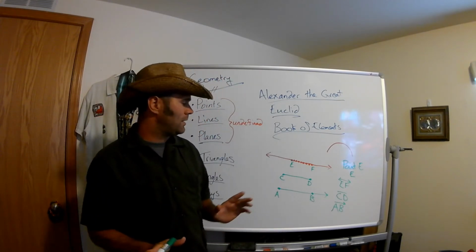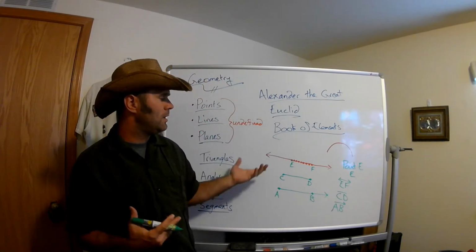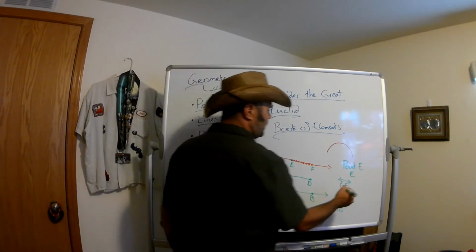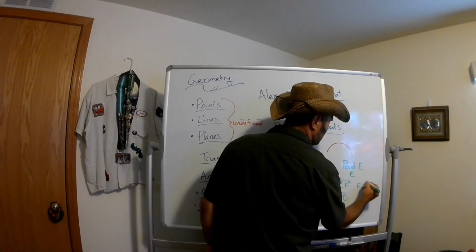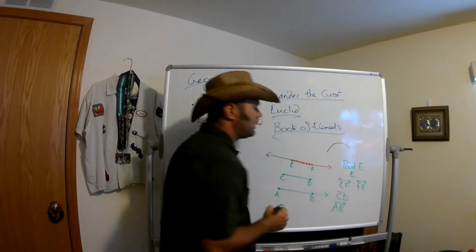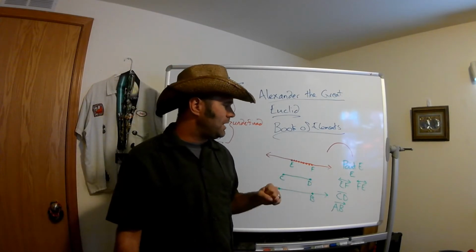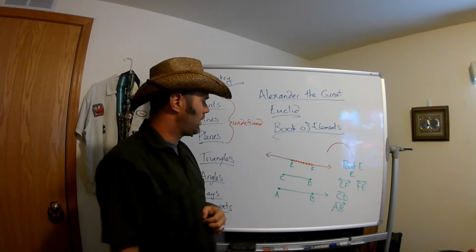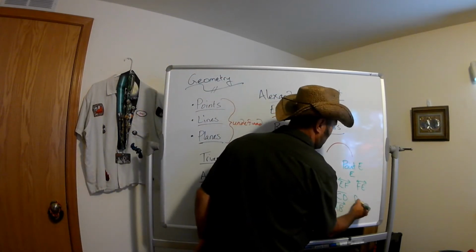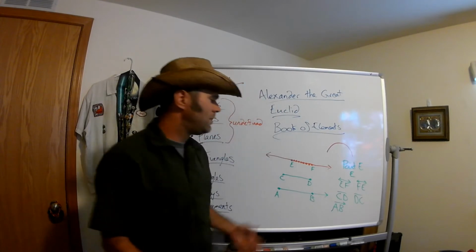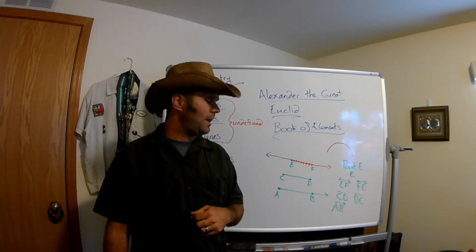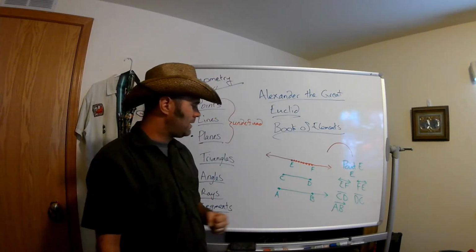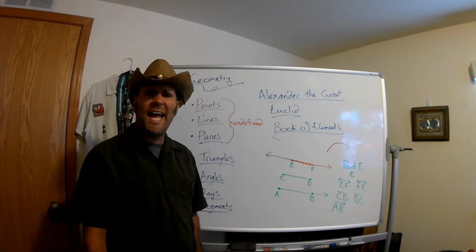Then you say, wait a second, could I have written some of these a little differently? And the answer is absolutely. So I could write FE as my line. Line FE is line EF. How about segment CD? Could I write that as segment DC? Absolutely. Segment CD is segment DC. They are the same segment. There's no difference.